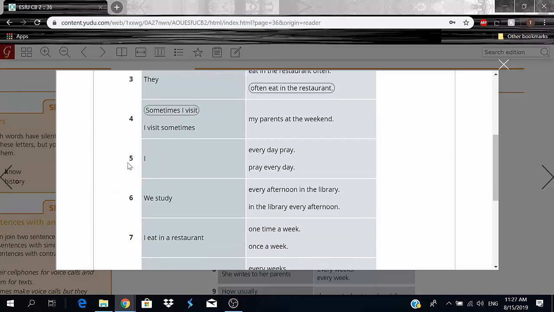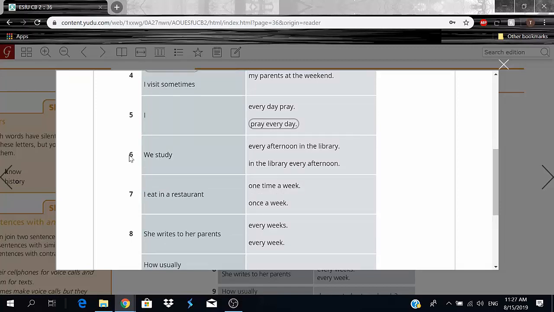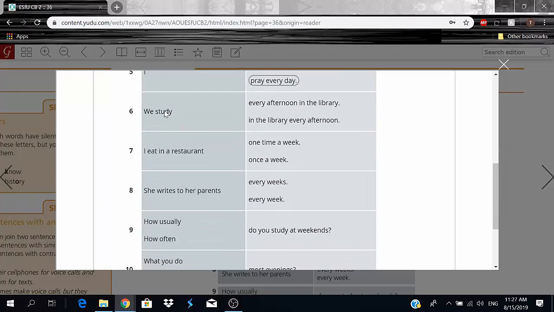Now, here we have 5. I every day pray, or I pray every day. That's correct. I pray every day. And this is just simply the order of frequency phrases. Okay? Number 6, we have we study every afternoon in the library, or in the library every afternoon. That's correct. It's in the library every afternoon. Again, order of frequency phrases, you guys. Okay? Here we have number 7.